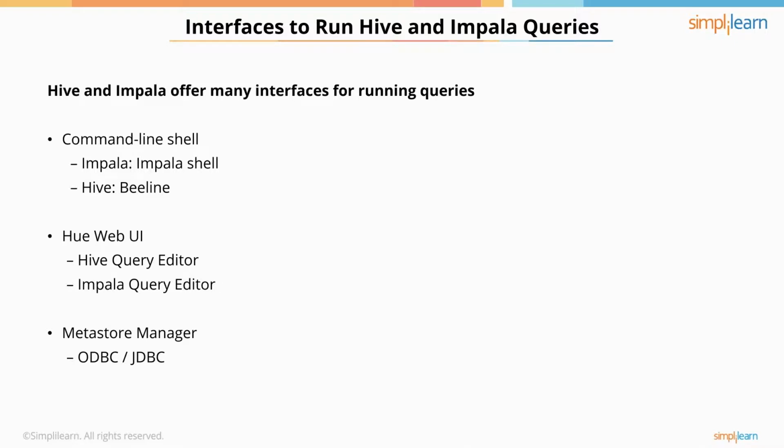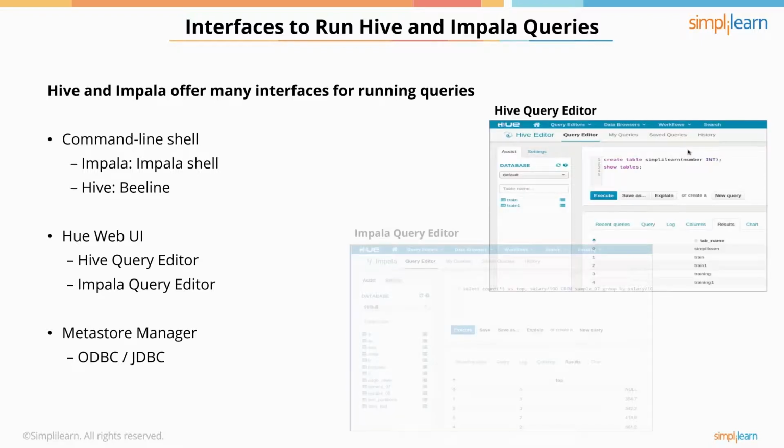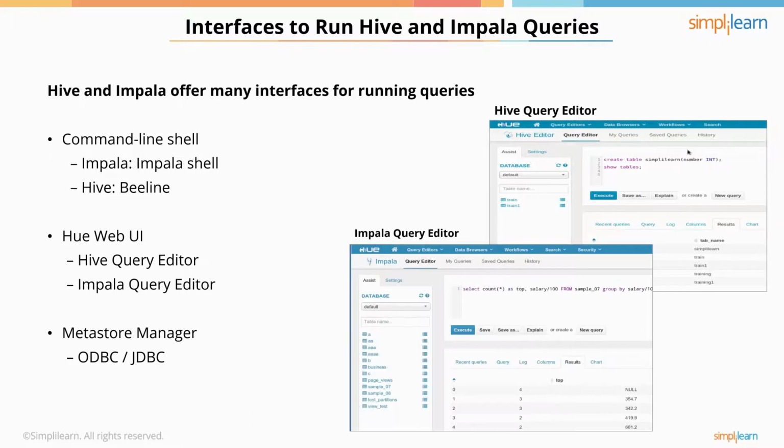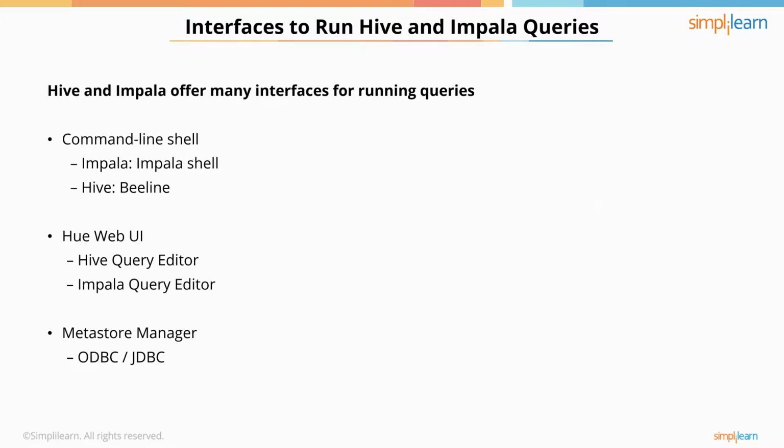So both Hive and Impala offer several interfaces for running shells. There is a command line shell, there is the Hue web user interface, and the Metastore Manager is used to connect via ODBC or JDBC. For command line shells, the Hive shell is called Beeline, while Impala's is called Impala-Shell.